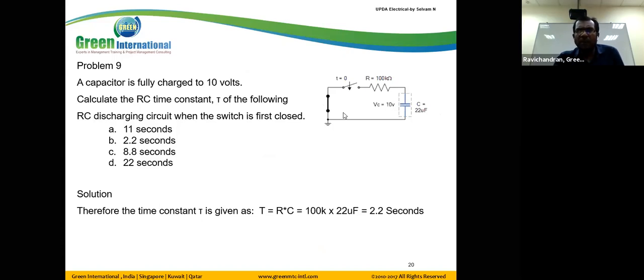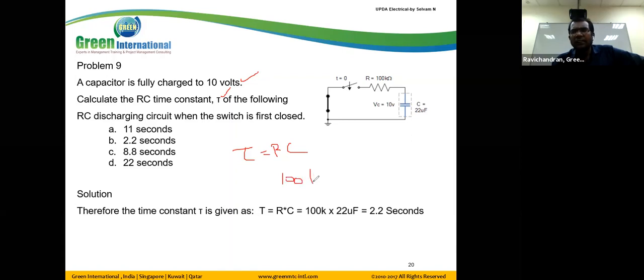For this problem, irrespective of charging or discharging, the formula for the time constant is the same. The capacitor is fully charged with 10 volts. So calculate the time constant tau. Tau is equal to RC, so 100K into 22 microfarad. This is the time constant for this particular problem.